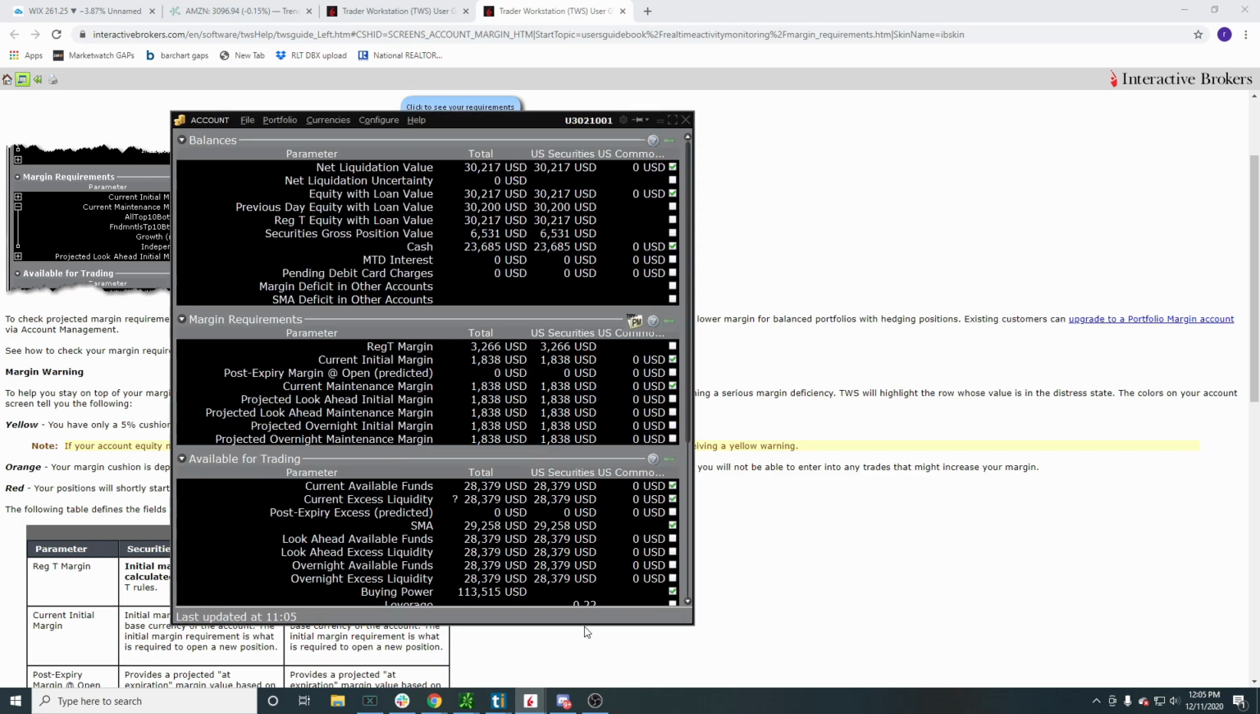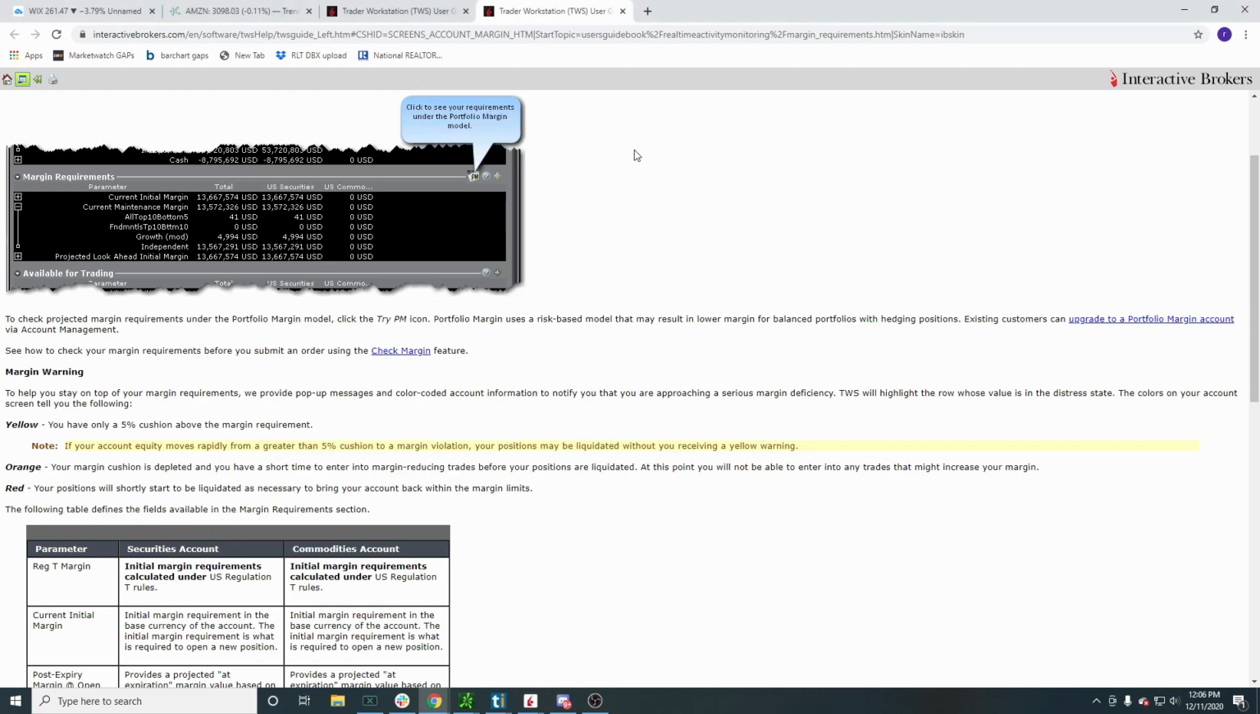So if we go back here, if there's areas that I need to be concerned about, whether it's my Reg T margin or my projected maintenance margin, like if I'm about to get put shares, this projected look ahead maintenance margin could be a lot higher. Yellow means you only have a 5% cushion above the margin requirement. If your account equity moves rapidly from a greater than 5% cushion to margin violation, your positions may be liquidated without you receiving a yellow warning.